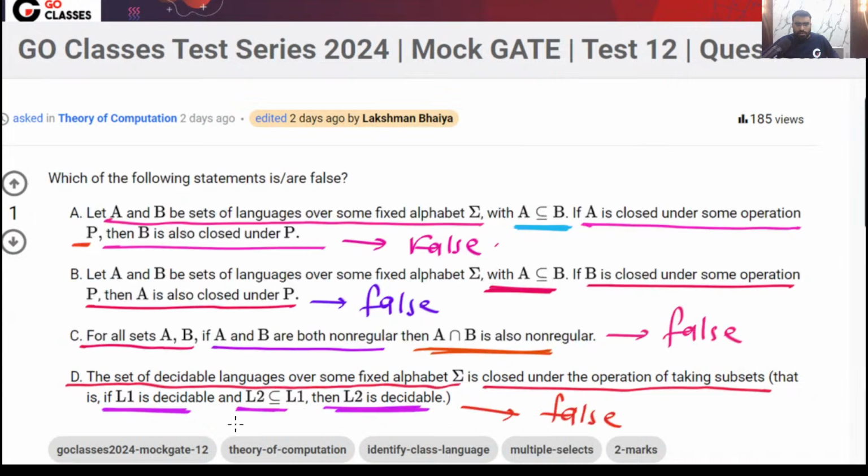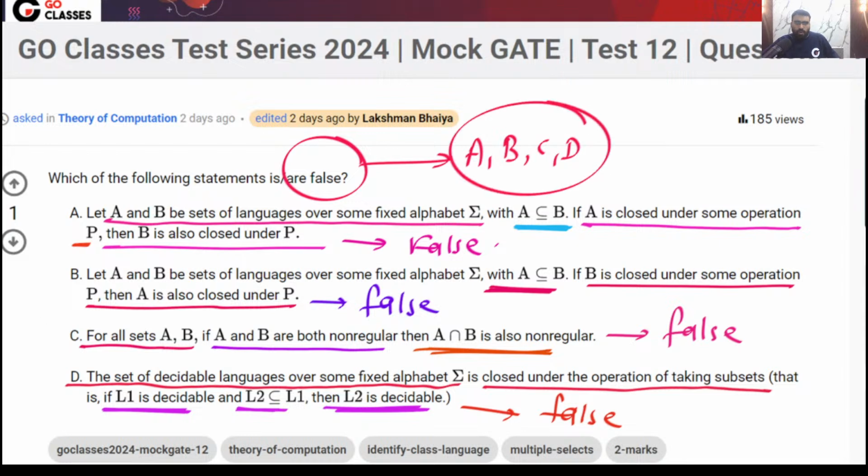Is this clear? So for this question, which statements are false? All the statements are false. A, B, C, D. All the options are false. Is this clear? Please tell me. Is this understood?